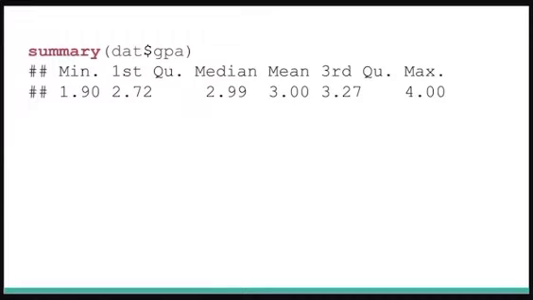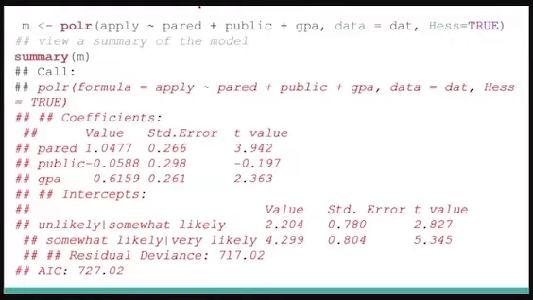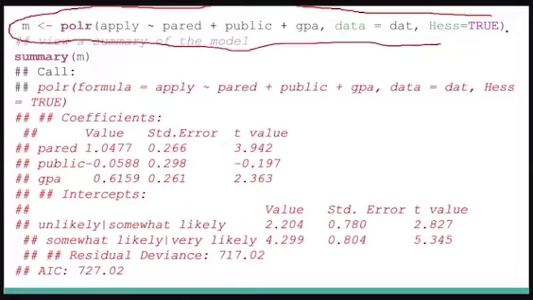ordinal logistic in R? Take a look at this. Oh my God. Look at that. That's super cool, right? You're actually gonna write polr. That is for ordinal. Look at that. polr. My response variable here is apply. And apply has 3 levels: unlikely, somewhat likely, very likely, right? What are my independent variables? The parent education that I call pared, whether you attend public or private, then your GPA.